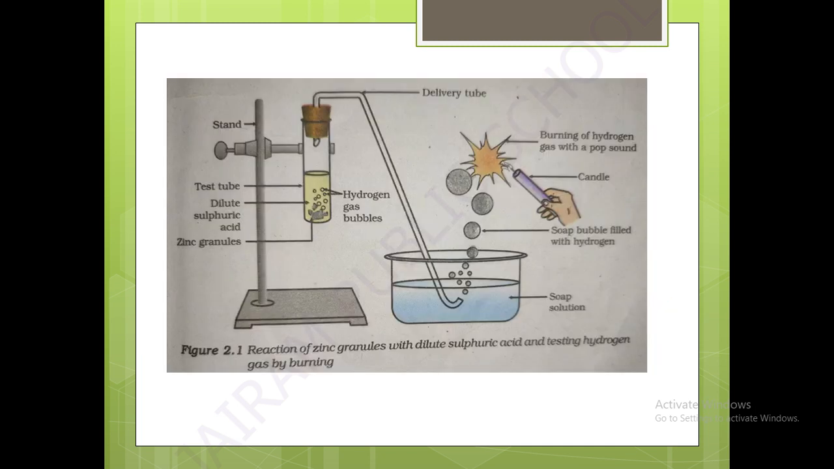So here is the diagrammatic explanation of this experiment. We are taking a small test tube, and in the test tube we add zinc granules and either sulfuric acid or HCl. The bubbles coming out are passed through the delivery tube into the soap solution, and small bubble-like structures come out due to the evolution of hydrogen gas. If we bring a small burning candle to this hydrogen gas, the bubbles will burst with a pop sound. So this reaction is also the test for hydrogen gas. So this is the reaction of the metals with.